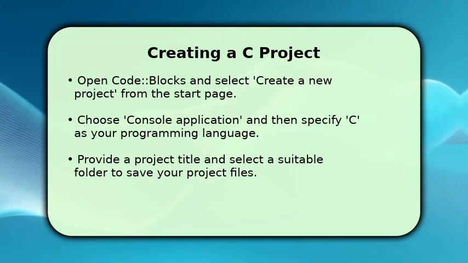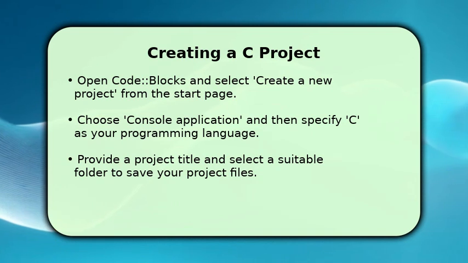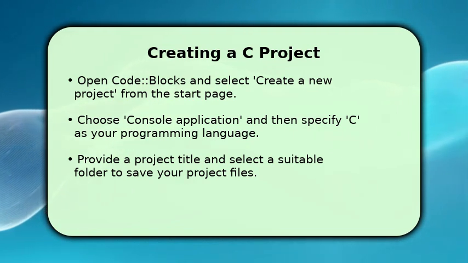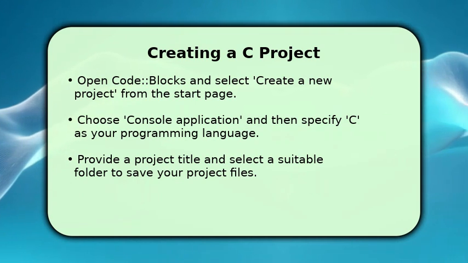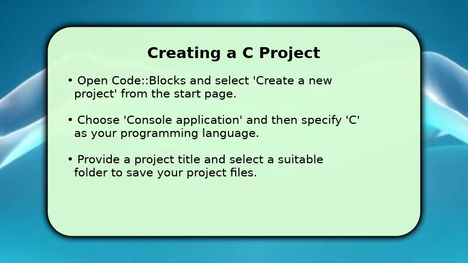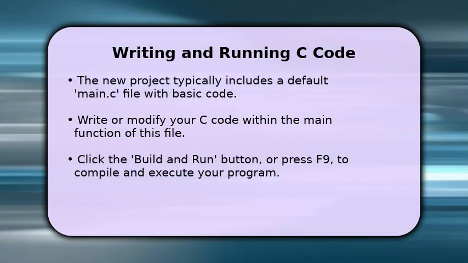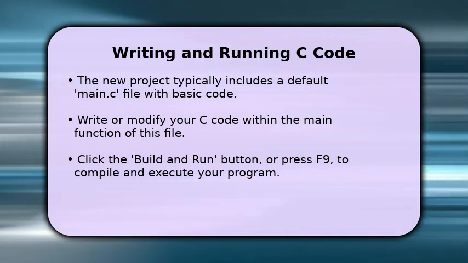Once Code::Blocks is installed, launch the application. From the initial Start Here page, select the option to create a new project. You'll then choose Console Application as your project type, and importantly, select C as the language. Finally, give your project a descriptive title and pick a convenient location on your computer to save all its associated files.